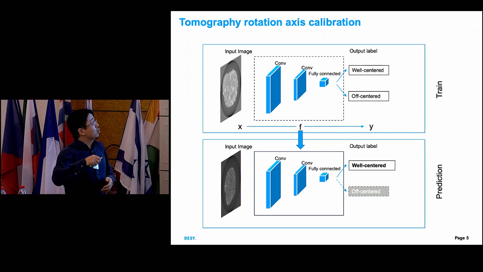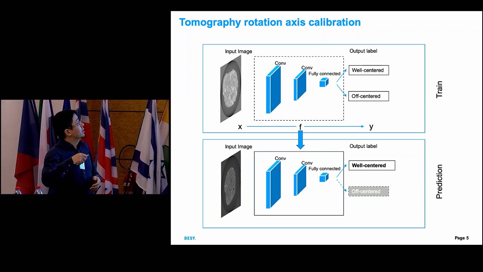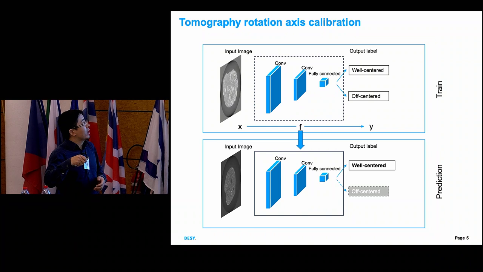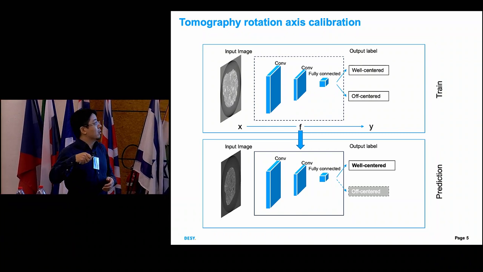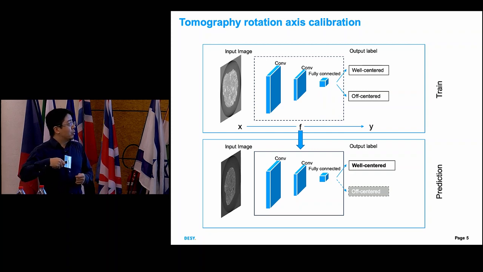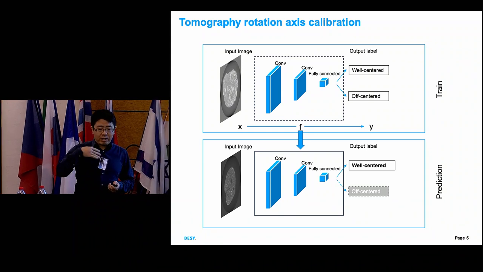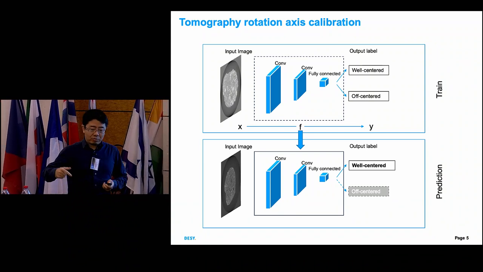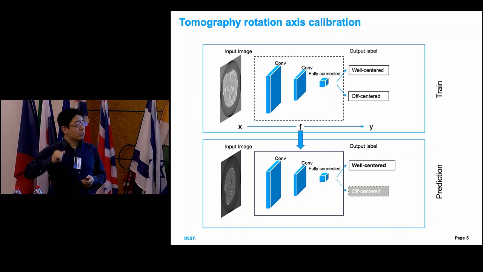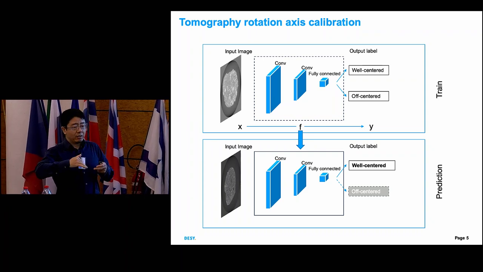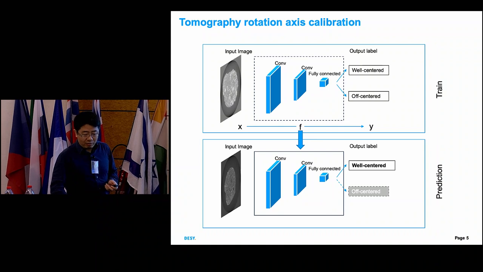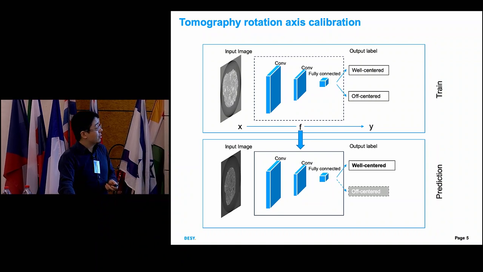Here, after we trained this kind of classifier to recognize whether it is centered or not, we can use it to evaluate whether you are using the right rotation axis or not. Then you can do a series of reconstructions using different rotation axes, and use this automatic program to find the right rotation axis.